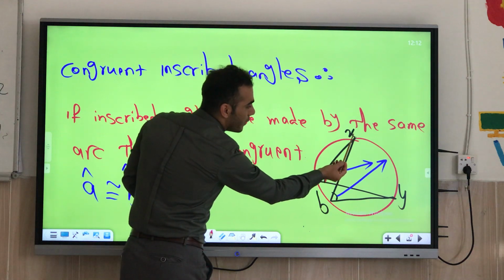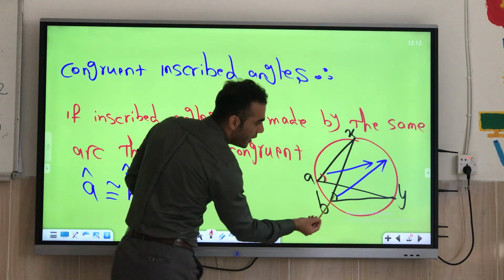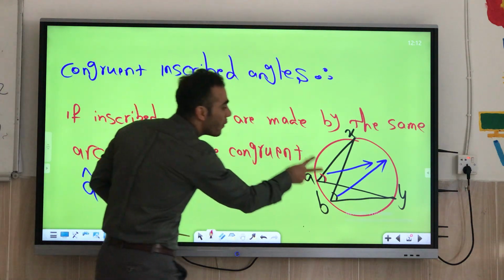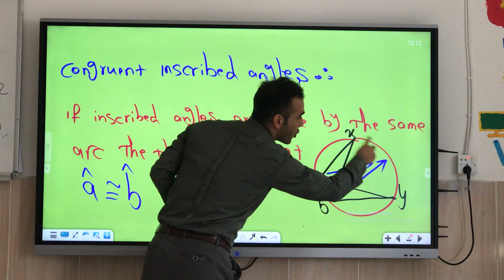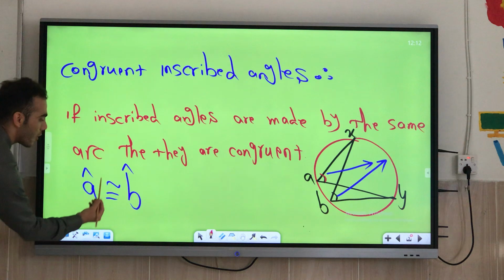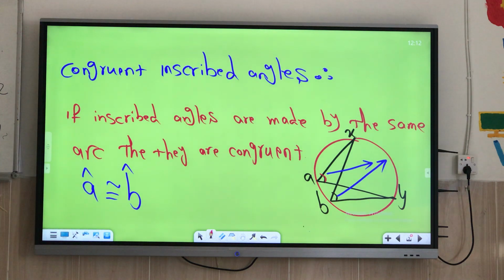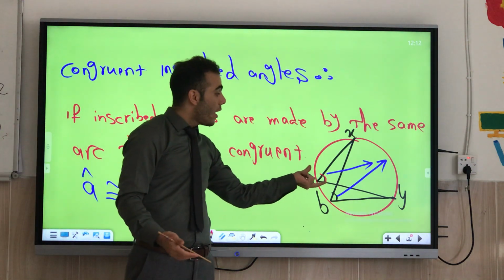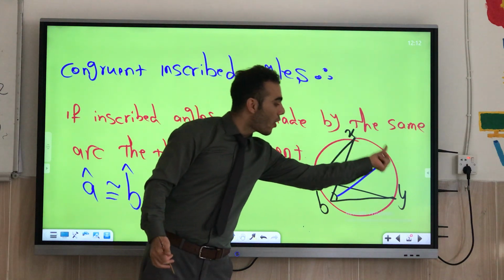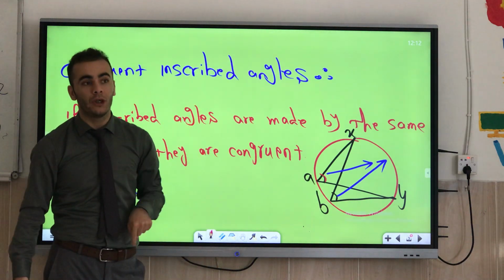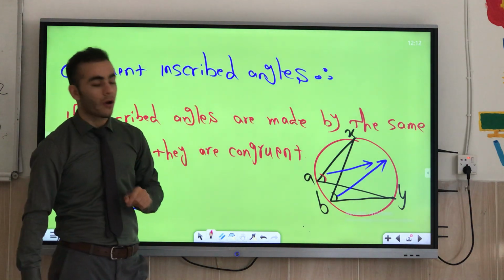Look at the next one, the angle XBY. Again, B is an inscribed angle. And both of them are across from the same arc, which is arc XY. Since their arcs are the same, the angles are going to be congruent, which means they are going to be the same in terms of values. So if two or more inscribed angles are made by the same arc, then we can claim that their measures are equal to each other because they go through the same arc.